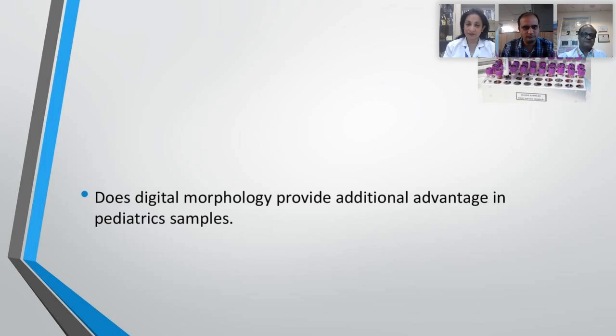Now we'll move to the next question. What's your say on pediatric samples? Many times lymphoblasts create a problem on the slides. So what would you say on this with digital morphometry?